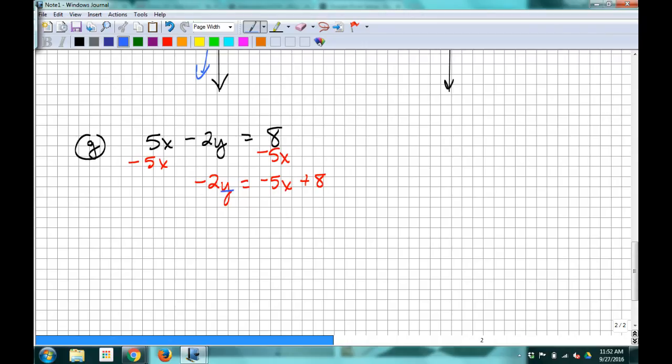Divide by -2. Good. Everybody gets divided by -2. So there's y by itself. Now, what's our slope? -5 over -2. +5 over 2. Good job. And then +8 divided by -2 is -4. So go ahead and just reduce that fraction there. Makes it easier. Makes it a nice number for that one.